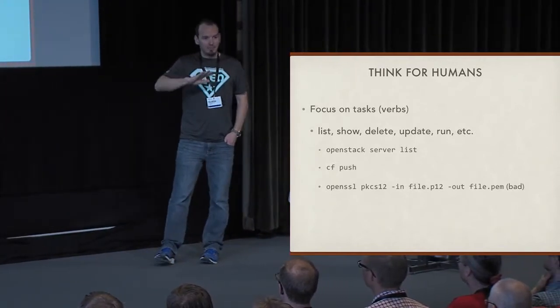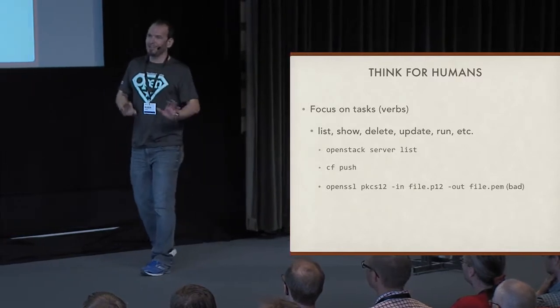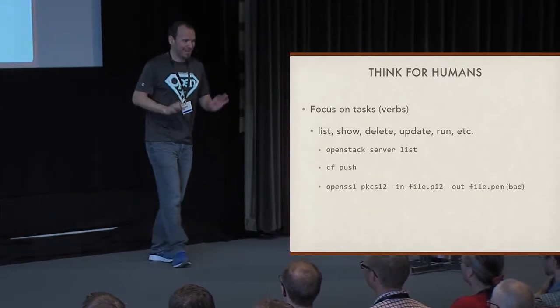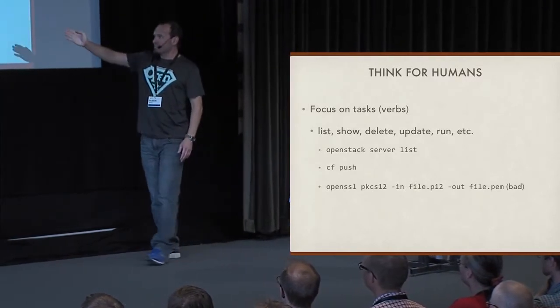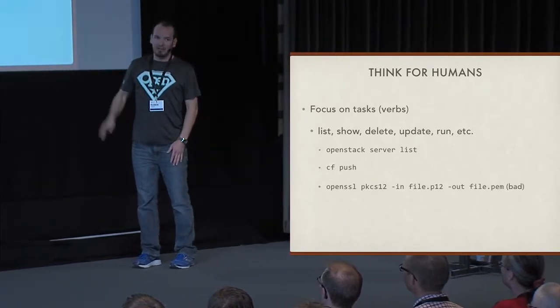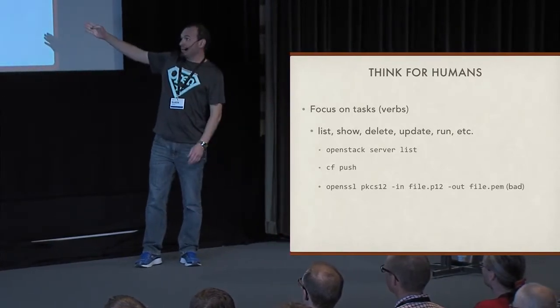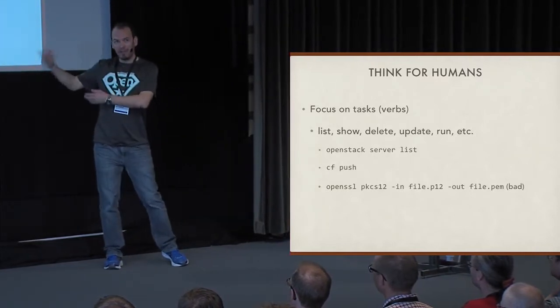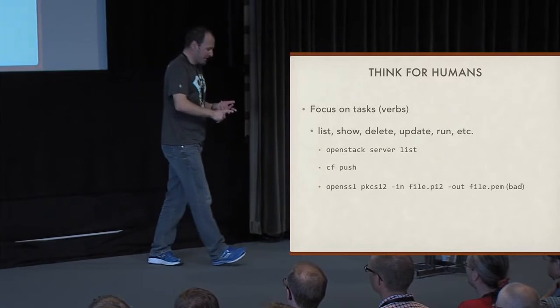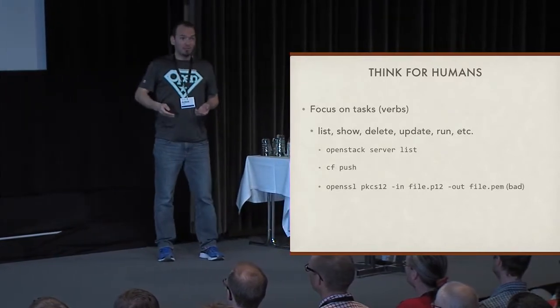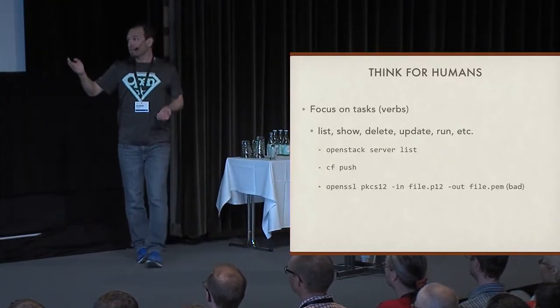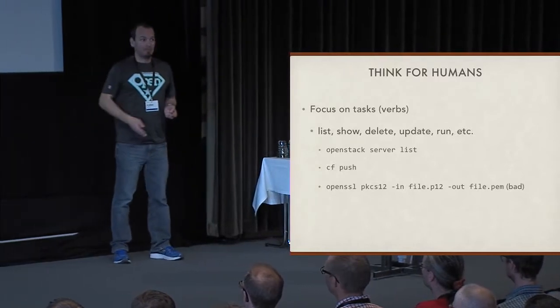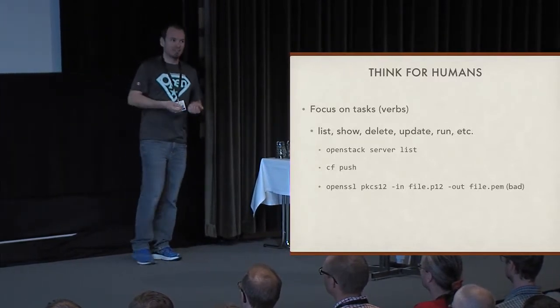Again, I'm not trying to pick on OpenSSL, but it happens to be a really bad example. For instance, PKCS12 in and out. That's, in my opinion, a really bad one. Why? Because there's no action. Unless you know beforehand, or Google, or Stack Overflow, you don't know what that's going to do. You just know that there's a file in, as an argument, and a file out, but you have no idea what action that's going to do to it.